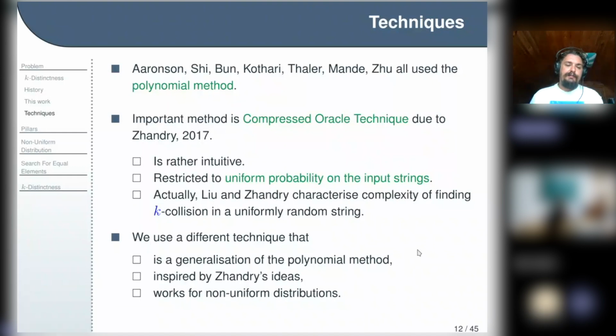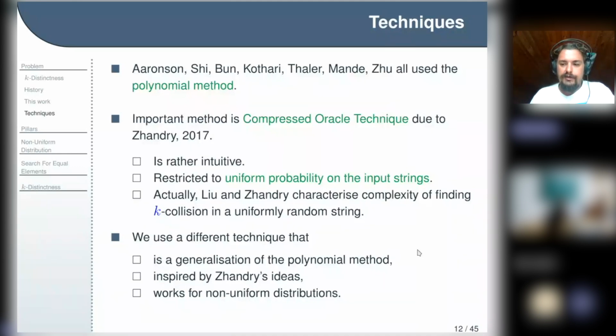Okay, and so in this paper, I'm using a different technique, which I will show you is actually a generalization of the polynomial method. But if you look at how it looks, it's more inspired by Zhandry's ideas, and I think that Zhandry's method can somehow be fitted into this framework. I haven't really worked out the details, but I think there should be some connection because it looks very similar. And the main difference with Zhandry is that it works for non-uniform distributions.